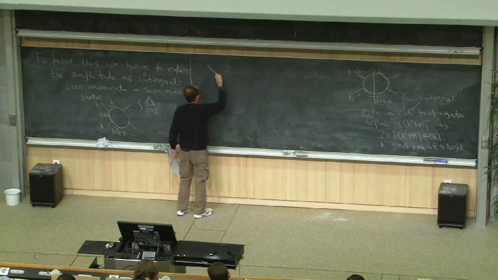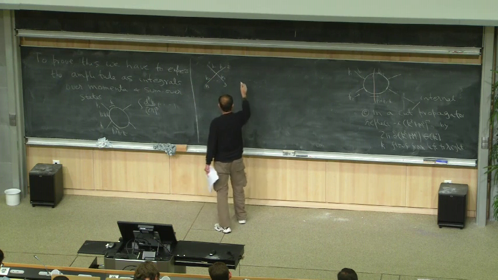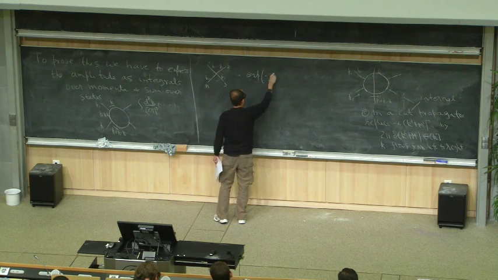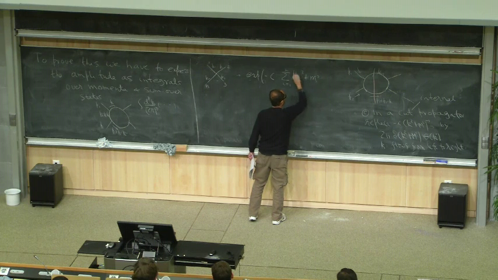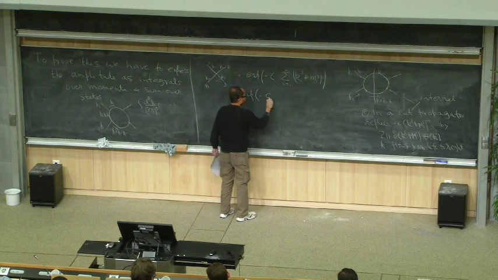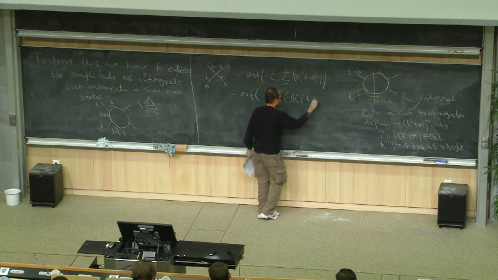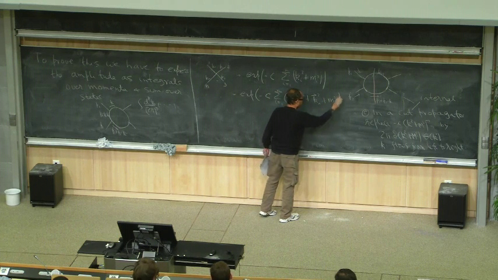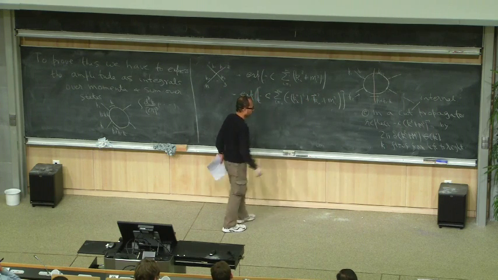So, if we take a vertex of this kind, say 1, 2, 3 up to n, with external momenta k1, k2, k3 up to kn, then typically this vertex will have a factor of exponential minus c, which I can write in a more convenient form. This is one of the factors in the vertex.